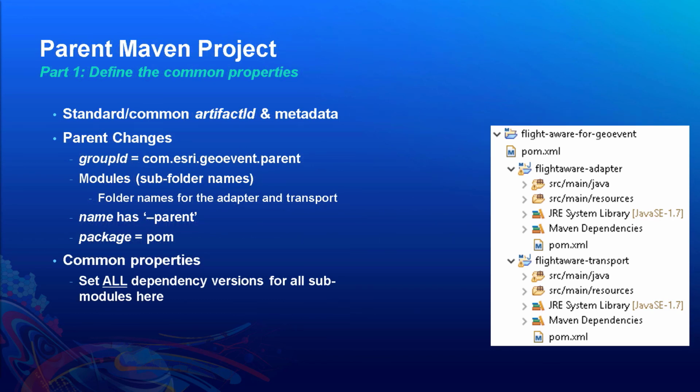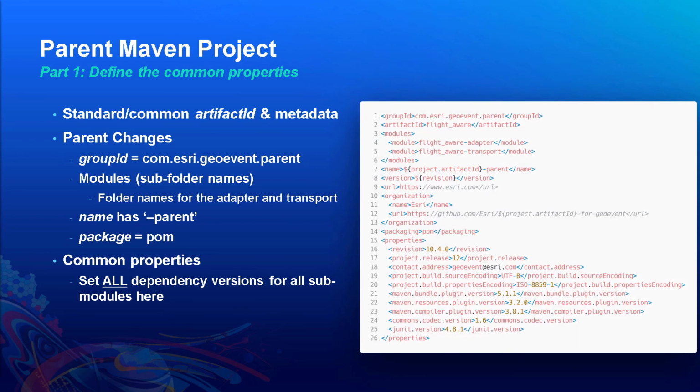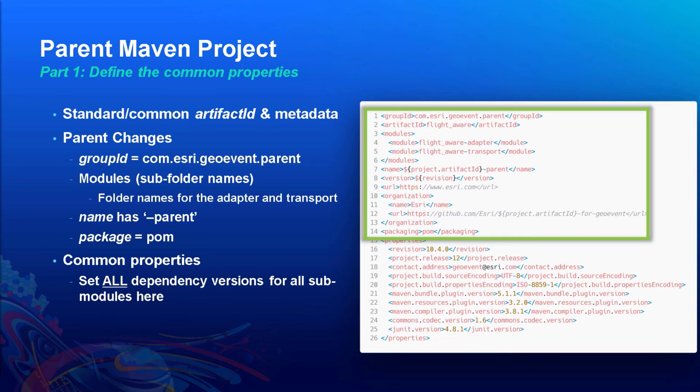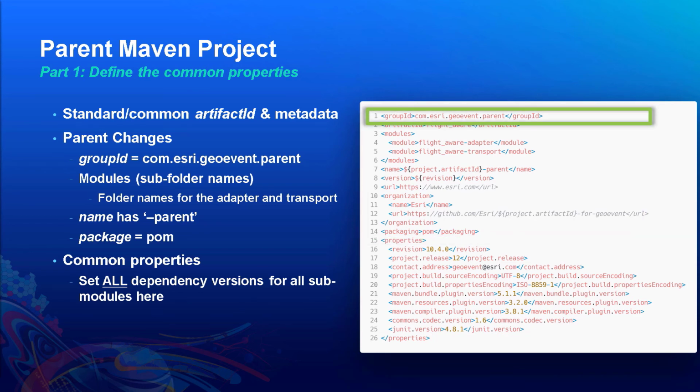So for the parent POM, we're going to try to abstract as much information from the child modules as we can to store everything for the project in one place. Here we see a lot of the same information we saw from the single POM that we just discussed. But note that the parent is using a different group ID of com.esri.geoevent.parent.